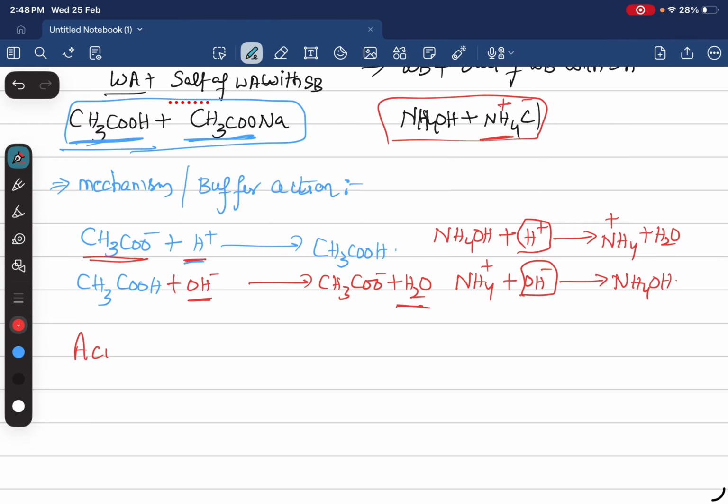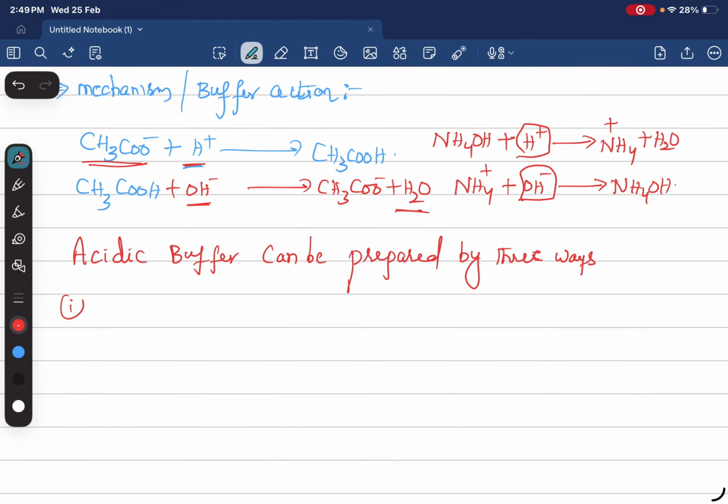Most important is how do we prepare these buffers. Acidic buffer can be prepared in these three ways. Most important questions were asked from this area only. The first one is normal, so CH3COOH plus CH3COONa. This is the normal way to get this. This is called weak acid and salt of strong base.